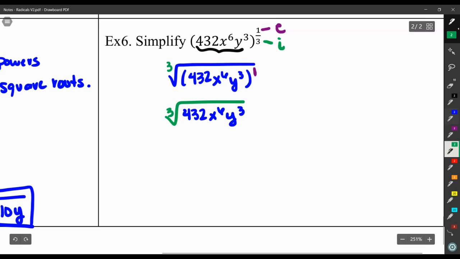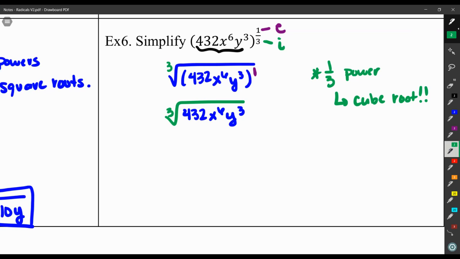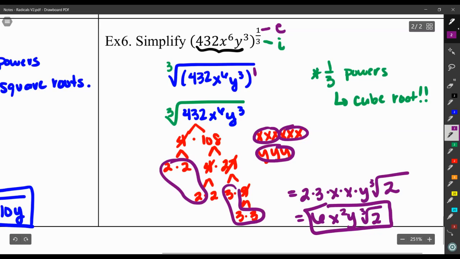Similarly, anything to the 1/3 power is actually just a cube root in disguise. So 1/2 powers are square roots, and 1/3 powers are cube roots. What I'd like you to do is pause the video and try to simplify this cube root down. But remember, you want groups of 3 because it's a cube root and not a square root. And here's your solution for example number 6.